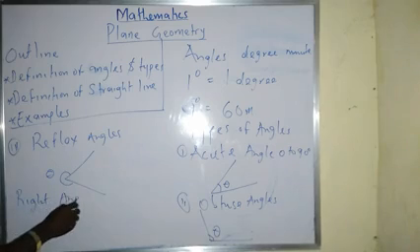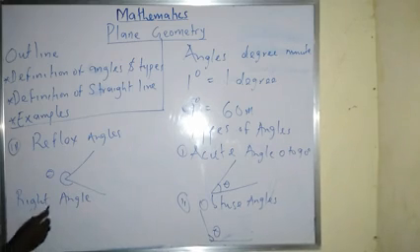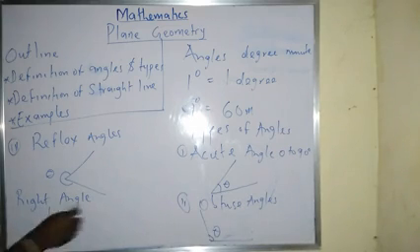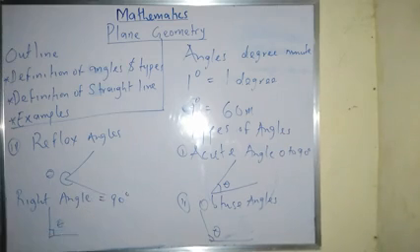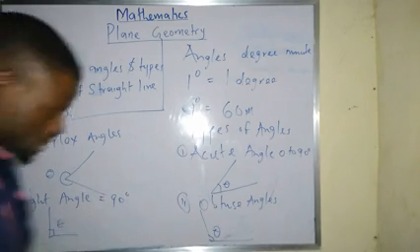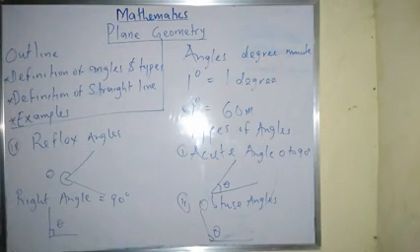Right angle is also there. That is what I was explaining that time. It always equals 90 degrees. Once it equals 90 degrees, it is known as what? Right angle. Now, another one is straight line.